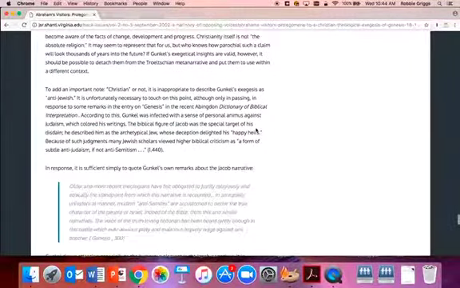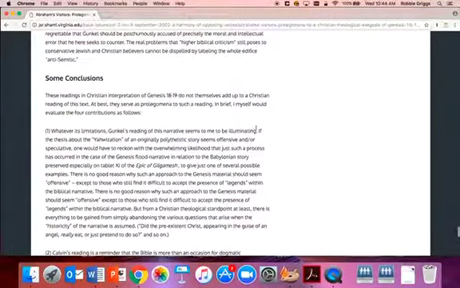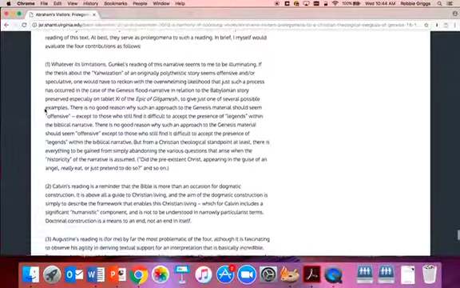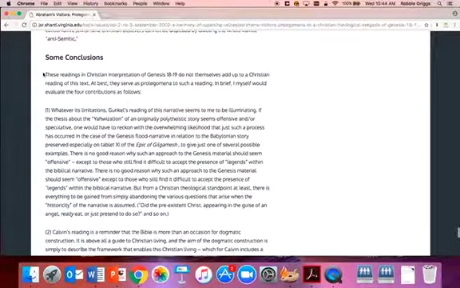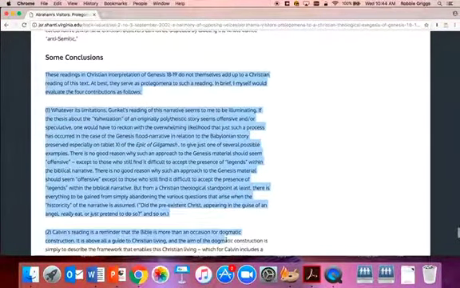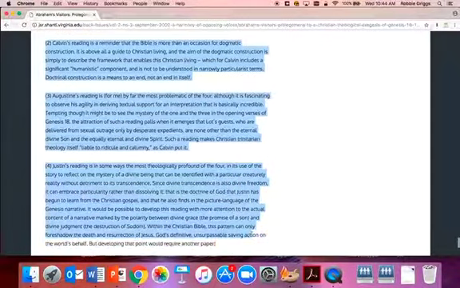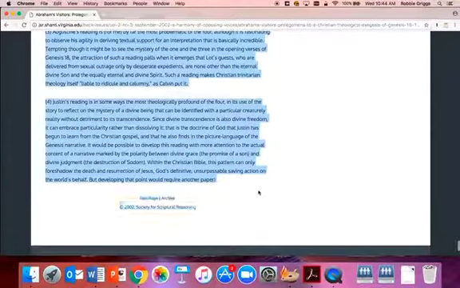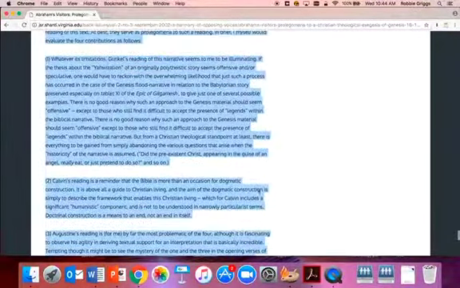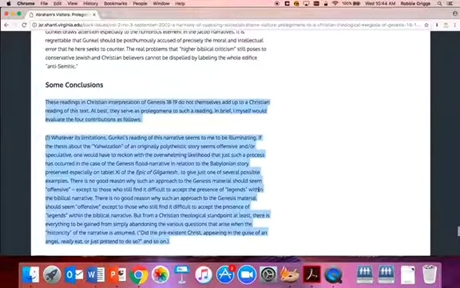Now, moving on to the end here. Notice we've got some conclusions where Francis summarizes his findings. Now, your conclusion is going to be a little bit different from this because we're going to be asking you to compare and contrast and to make some evaluations about how your three authors read the text under consideration.